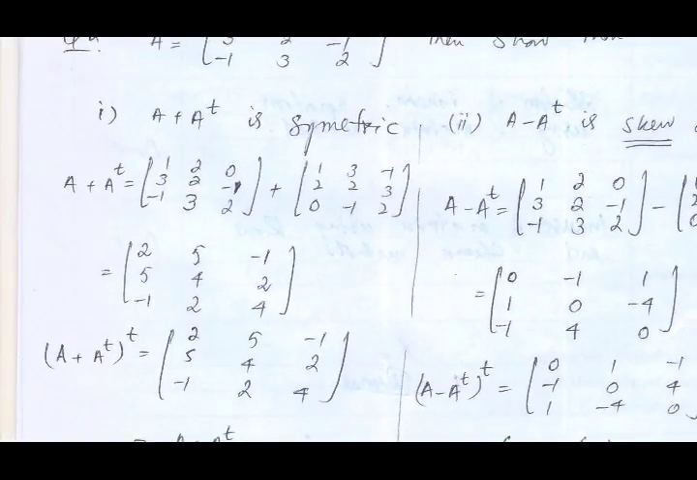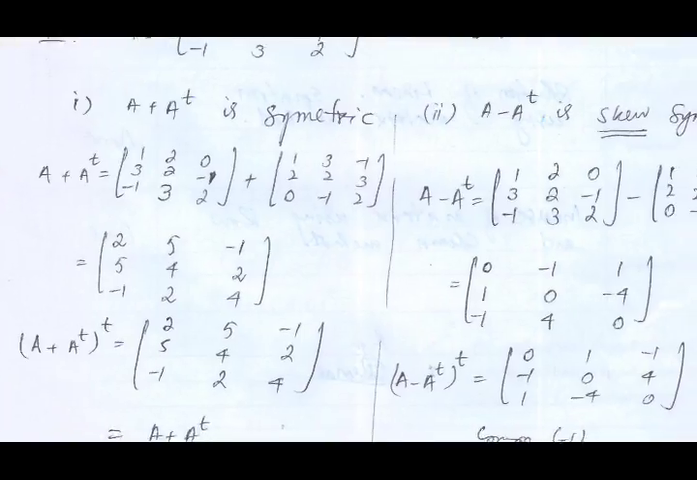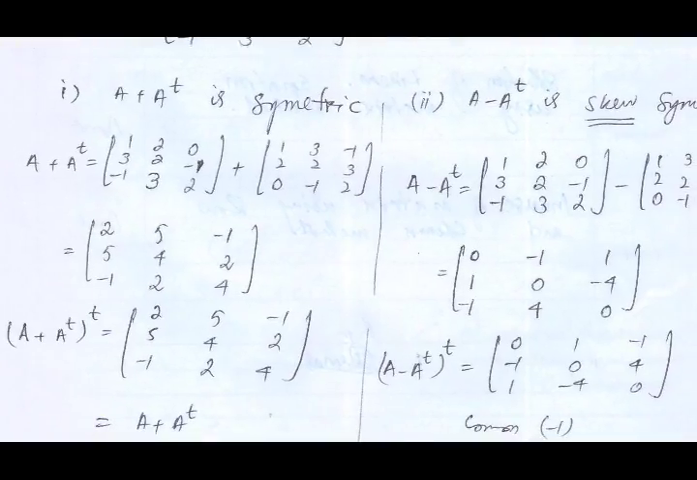Next we show A plus A transpose is symmetric. First we find A plus A transpose. By adding this, we then find its transpose. If the transpose is the same, then this is called symmetric.